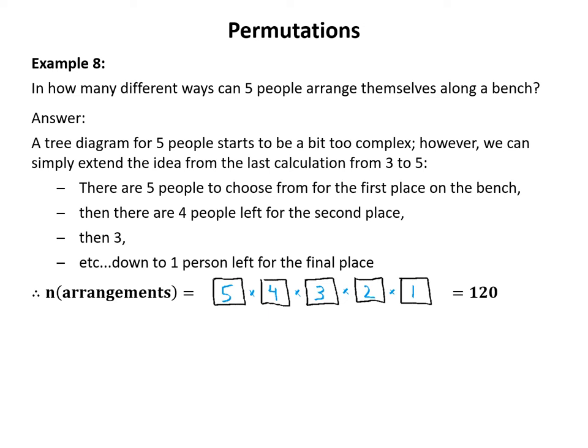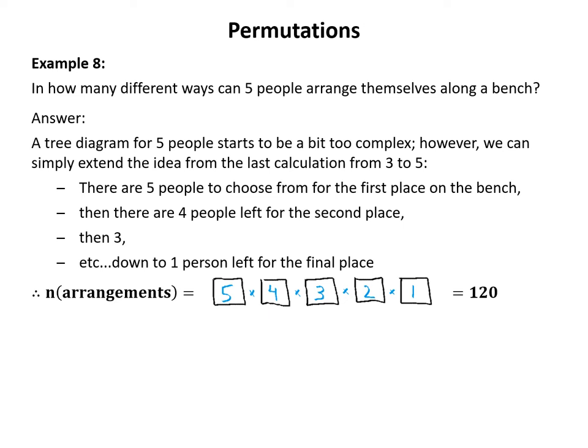So here's the overall process. We've got 5 people to choose from for the first place on the bench. And then for the next place on the bench, there'll be 4, and then 3, etc., all the way down to 1. So clearly, the number of arrangements can be worked out similar to the last question, and it would just be 5 times 4 times 3 times 2 times 1.